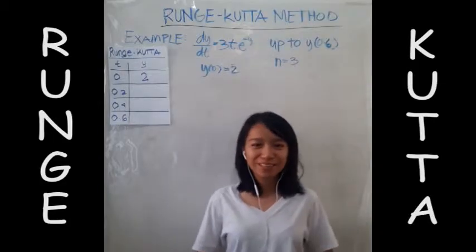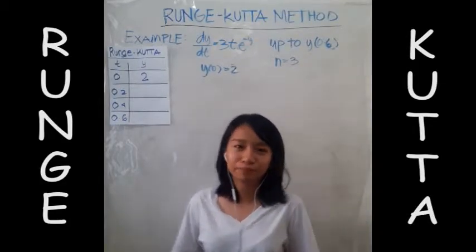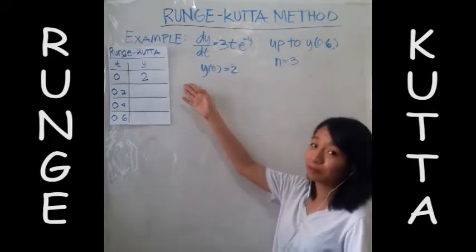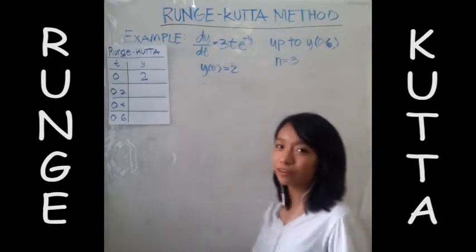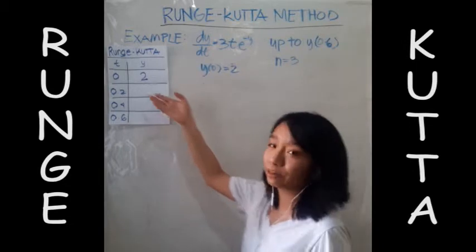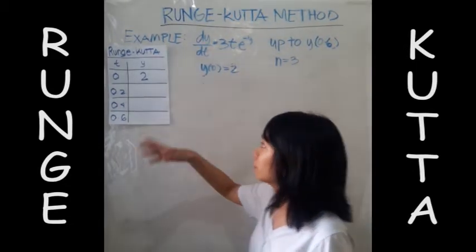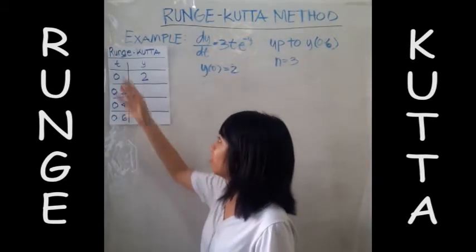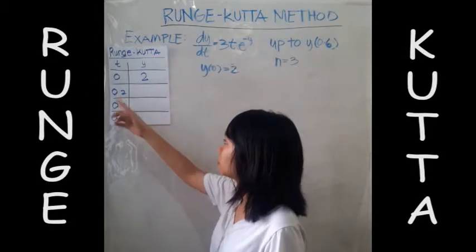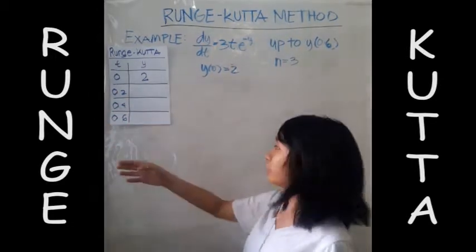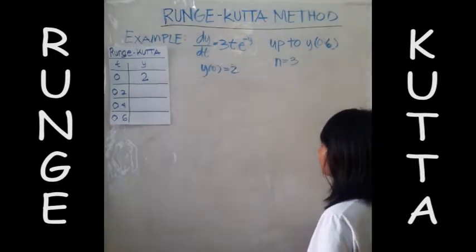A few moments later. Runge-Kutta method is a modified Euler's method. So we have this example, and we are going to use Runge-Kutta method for determining the approximate values of y when t is 0.2, 0.4, and 0.6.